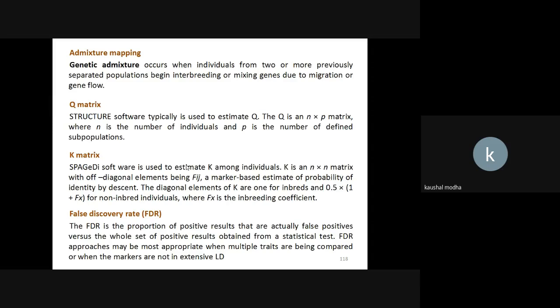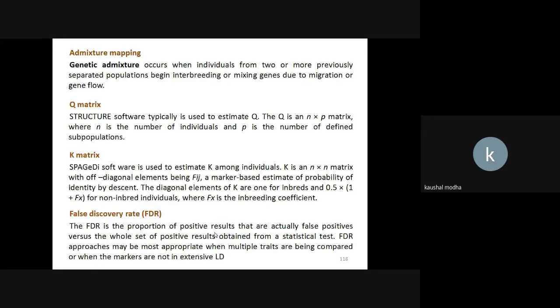Now, some of the statistical aspects. False discovery rate is worked out. It is the proportion of the positive results that are actually false to the whole set of statistically derived positive results. So statistically, we can also work out the false positive by type 1 error estimation, all these things. And we work out the actual false positive. That can be worked out by utilizing random markers.